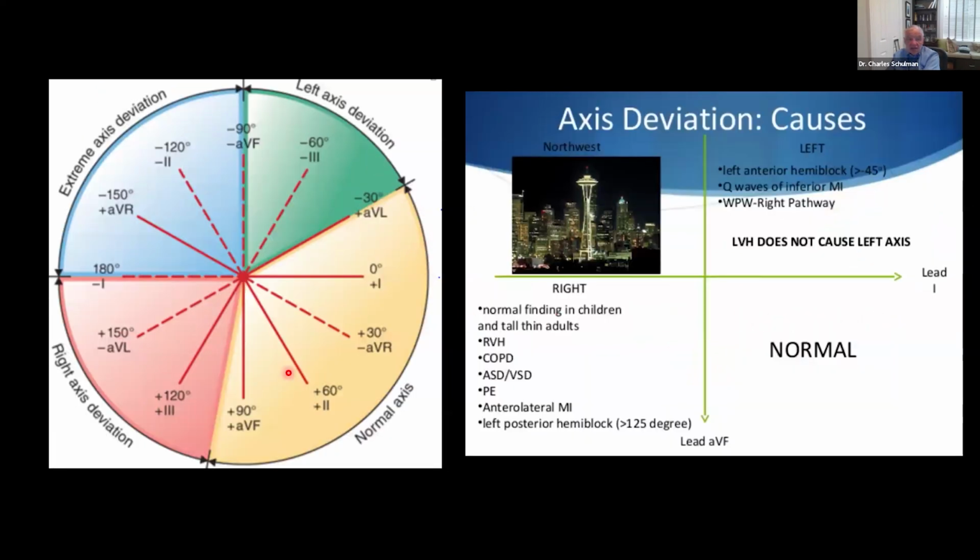And this is how we calculate axis. Okay. My recommendation for the simplest way to do this is to look at leads 1 and AVF. 1 represents the horizontal, AVF represents the vertical. And if you look at those two leads, you can figure out the axis pretty quickly. This is normal. This is right axis deviation. This is left axis deviation. And this is called extreme axis deviation or northwest axis. And this is a picture of the Seattle Space Needle to illustrate northwest axis.